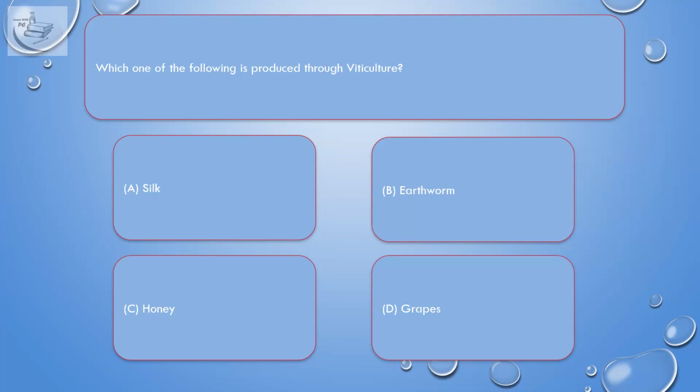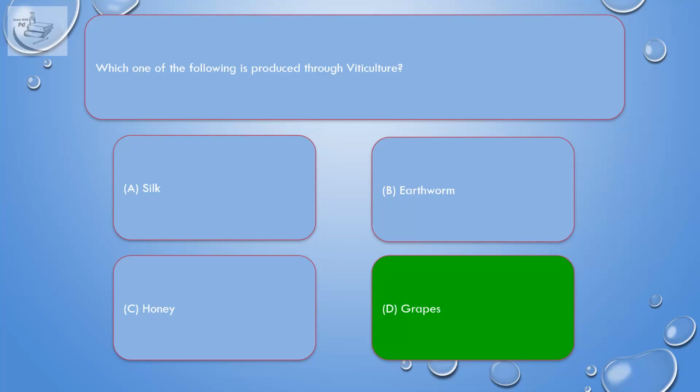Question: which one of the following is produced through viticulture? A. Silk. B. Earthworm. C. Honey. D. Grapes. Correct answer is D. Grapes.